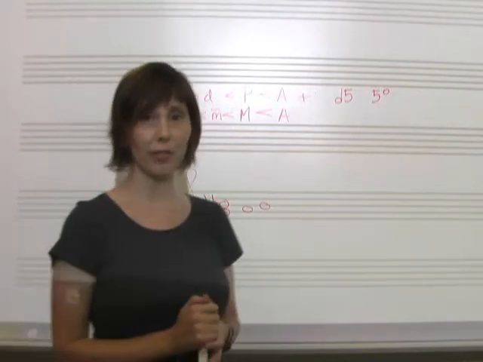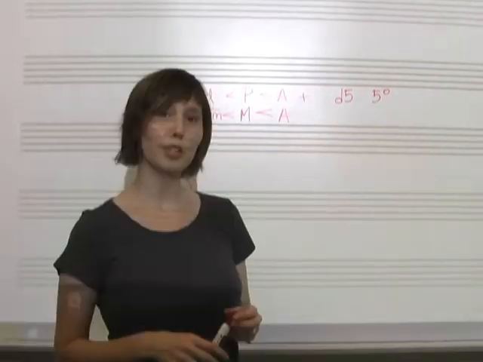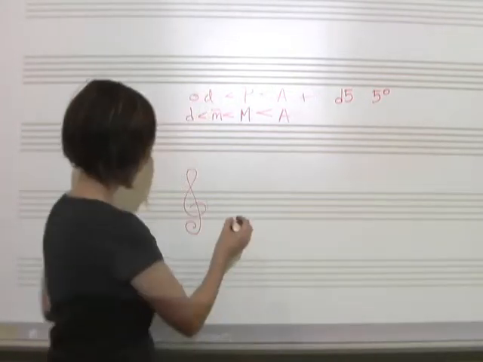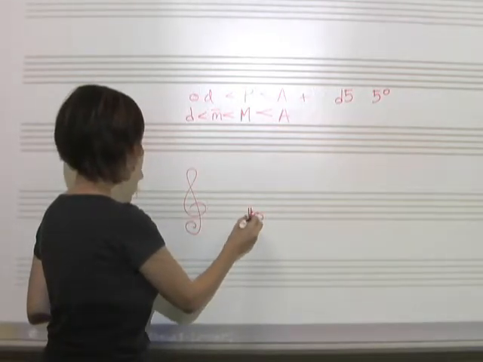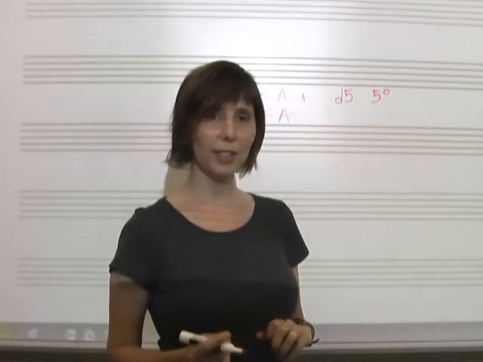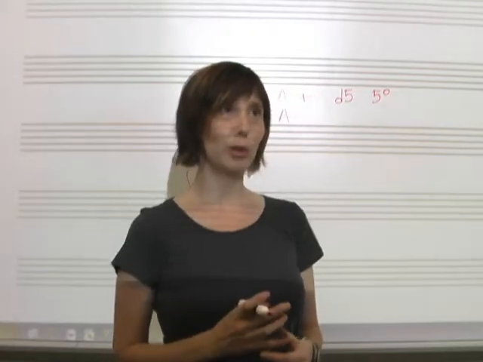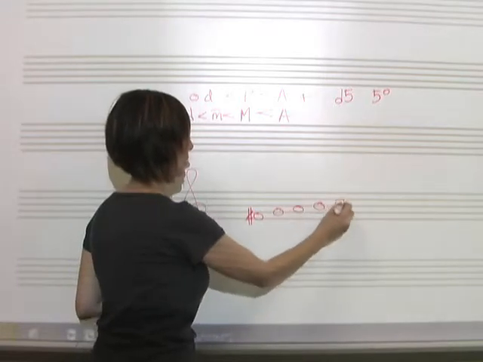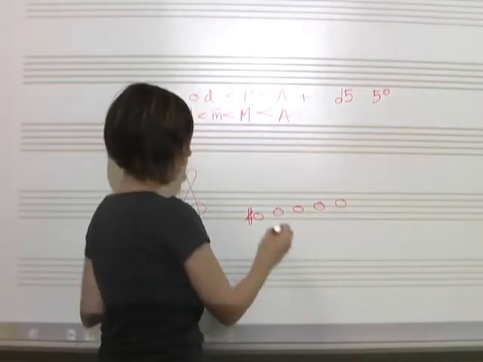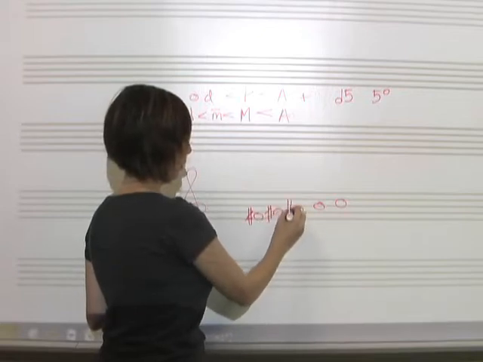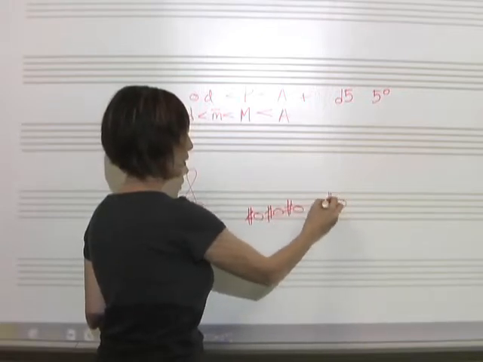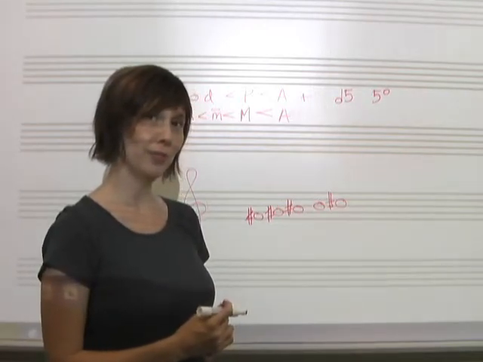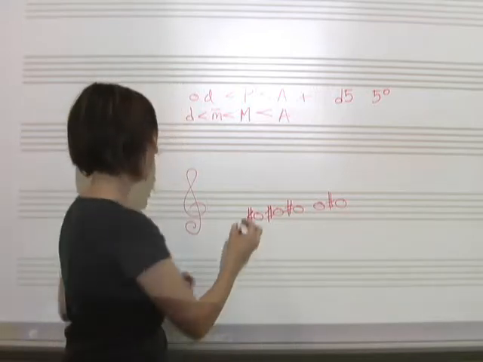Let's try another one. Augmented fifth above F sharp. So first let's think of the F sharp major scale, and we want to find the fifth note. F, G, A, B, C, that's 5. Whole, whole, half, whole. Okay, C sharp is a what kind of fifth above F sharp? Perfect, very good.